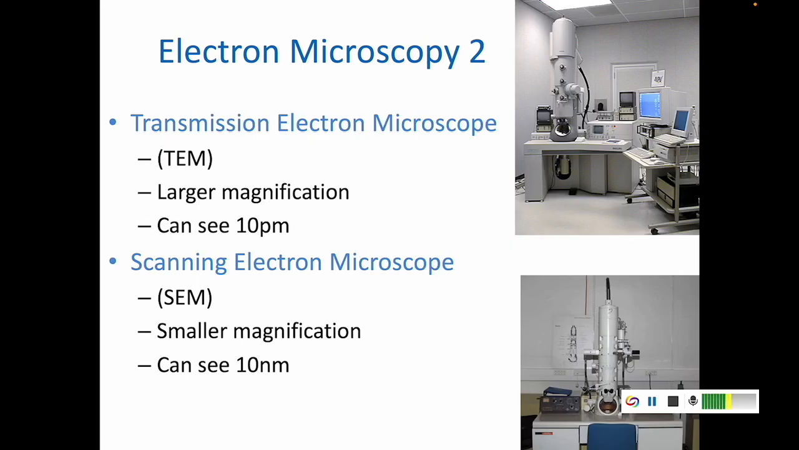There's two types of electron microscopes: transmission electron microscope and scanning electron microscope. At this point in your career, I'm okay if you can't describe to me the details of these, but you know that transmission electron microscopes and scanning electron microscopes are both types of electron microscopy. They can see tiny detail, and they use electrons instead of light.